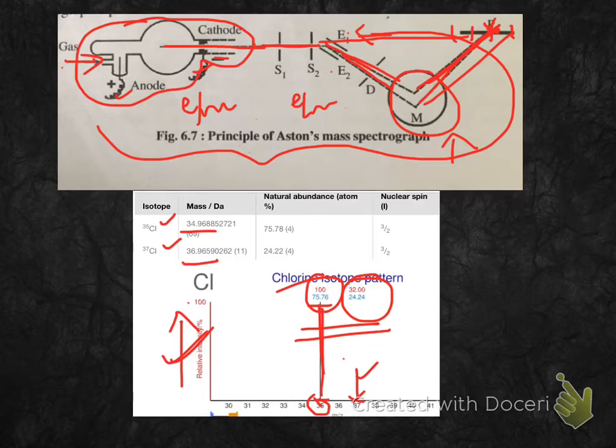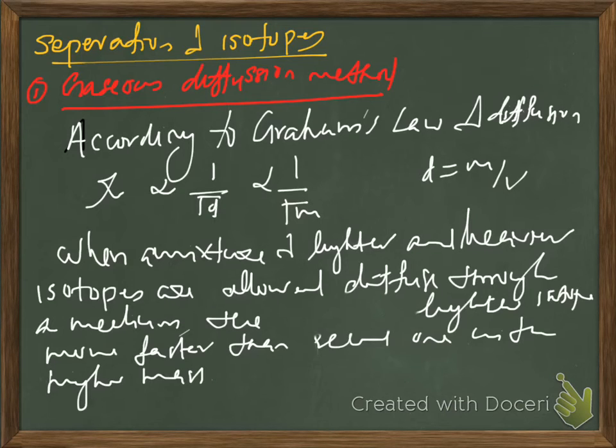This is the detection of isotopes using a mass spectrograph. Now we have to separate isotopes. Separation of isotopes is normally achieved through the gaseous diffusion method and the thermal diffusion method.